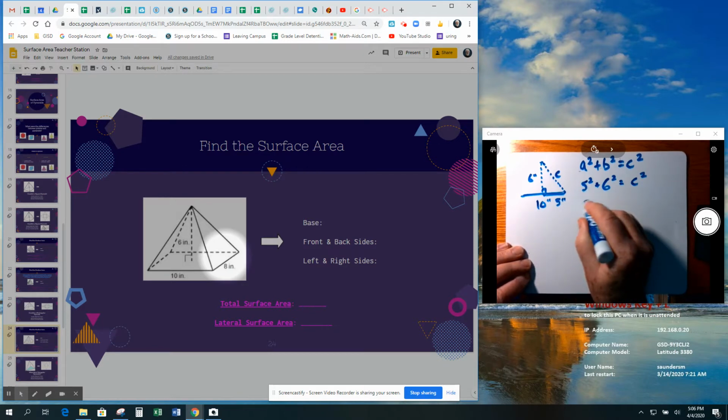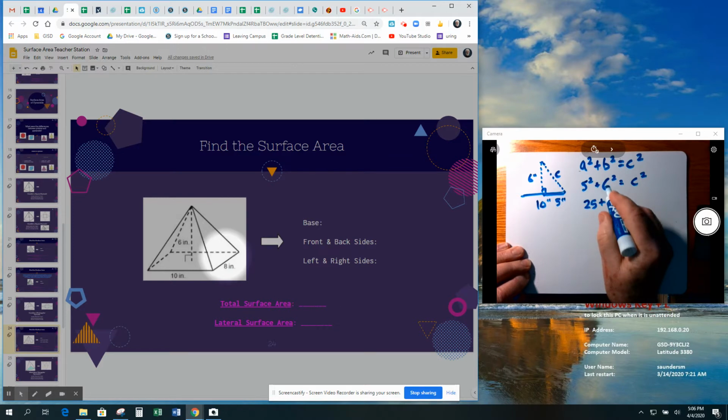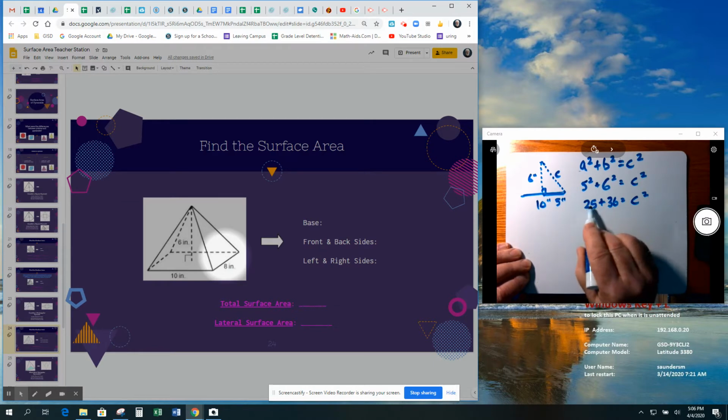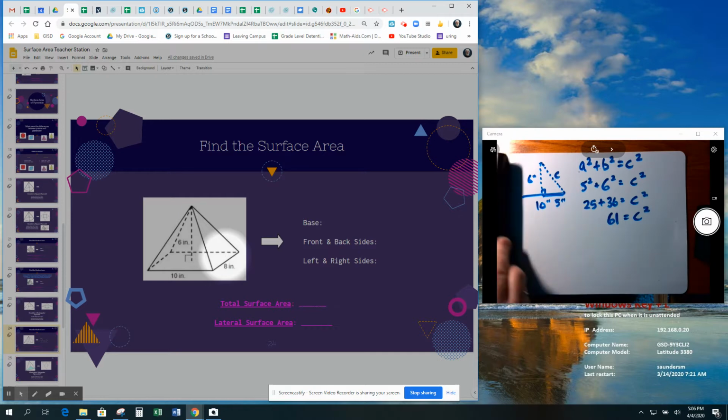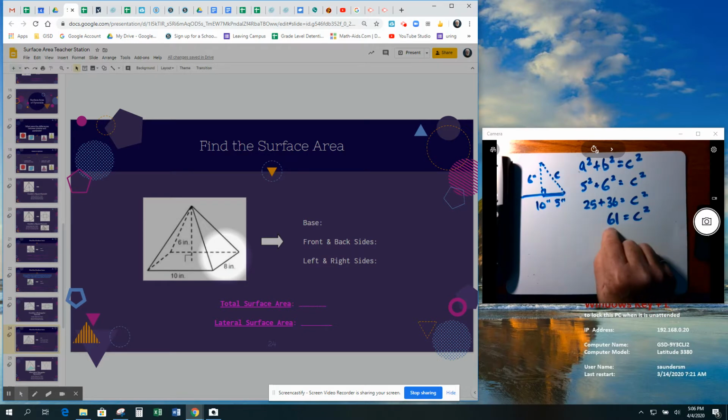So 5 squared is 25. 6 times 6 is 36. And that equals c squared. So 25 plus 36 is 61. So 61 equals c squared. This is where your calculator is going to come in handy because we need c. So c is the square root of 61. Or, two numbers multiplied by each other equals 61.